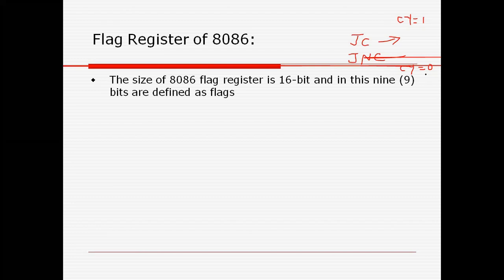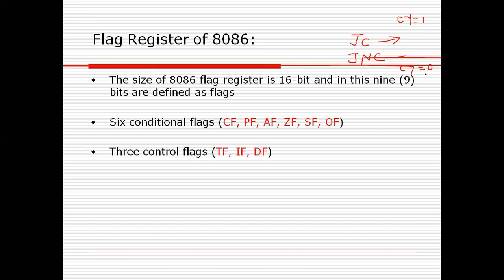Out of the 16 bits of the flag register, only 9 bits are defined as flags, and the 9 are divided into 2 categories: conditional flags and control flags. Out of the 9, 6 are the conditional flags and 3 are the control flags.